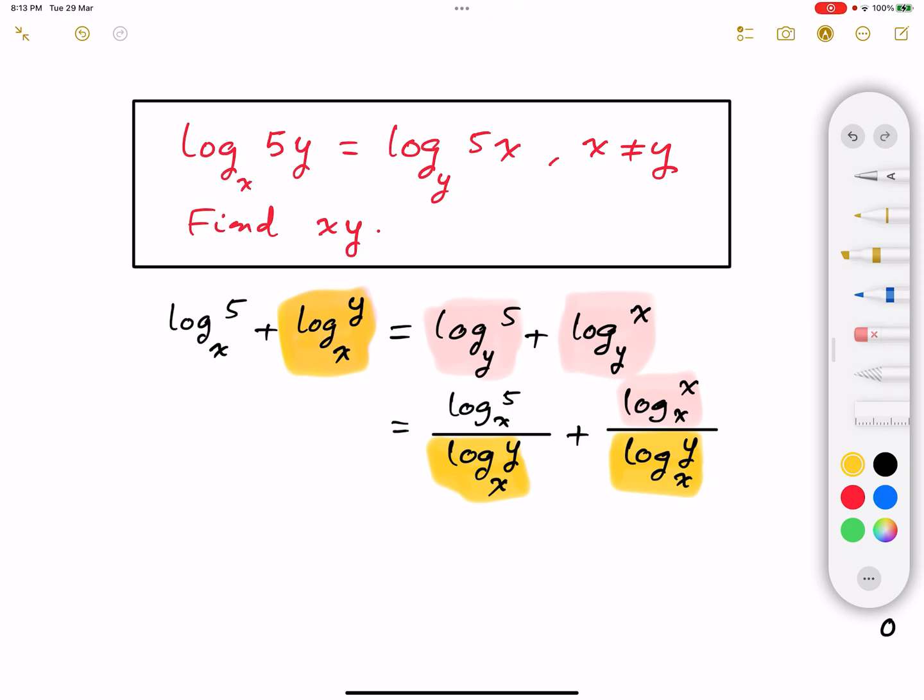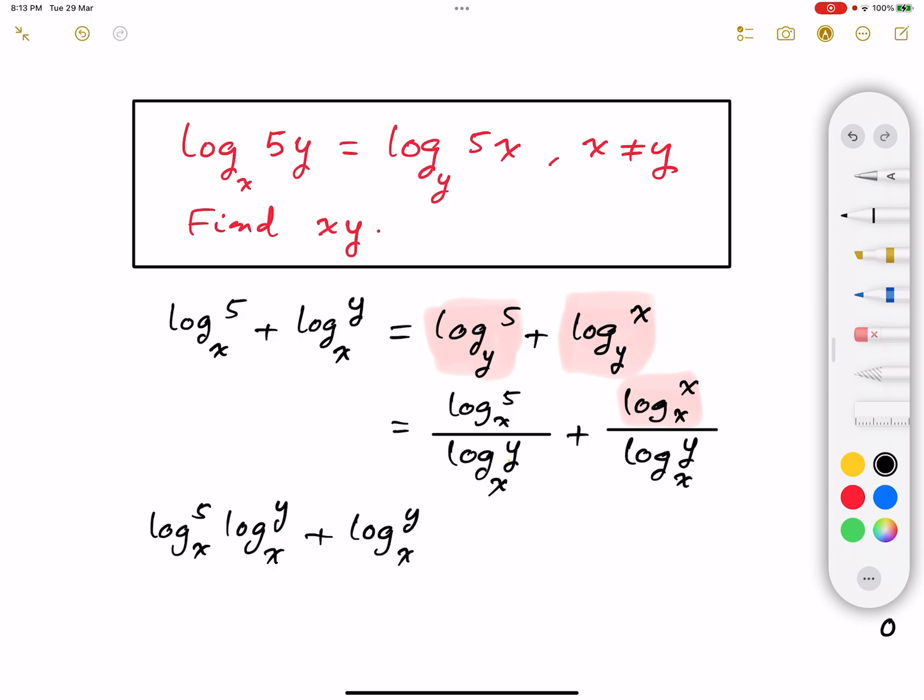So basically what we can do here is multiply everything by the logarithm of y base x. If we do that, that's going to give us the logarithm of 5 base x multiplied by the logarithm of y base x, plus the logarithm of y base x raised to the power of 2, so that's squared, which is equal to the logarithm of 5 base x plus the logarithm of x base x. And then we can reorder the terms.